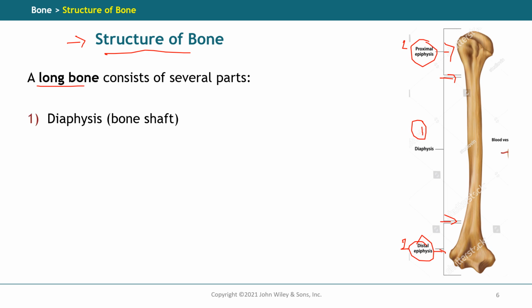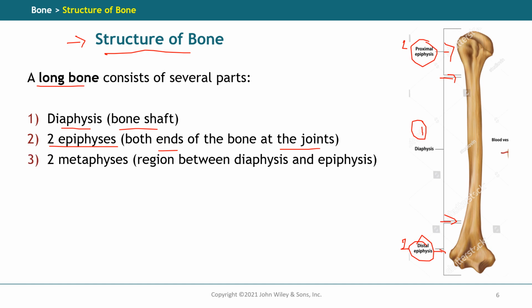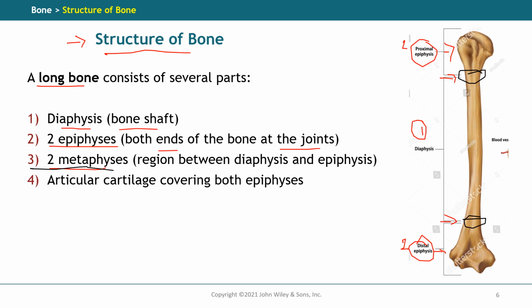So I already told you about the diaphysis, that is the bone shaft. I also told you there are two epiphyses that are located at the ends of bones, at the joints. The third one is that there are two metaphyses, and they will be located, let's put it here. So this one will be located in between the diaphysis and the epiphysis.